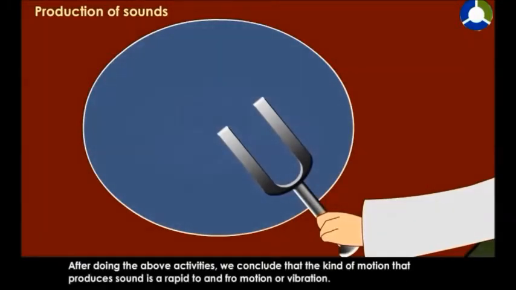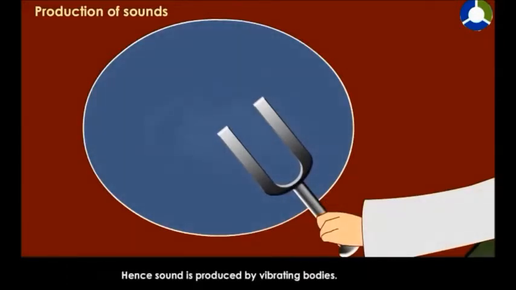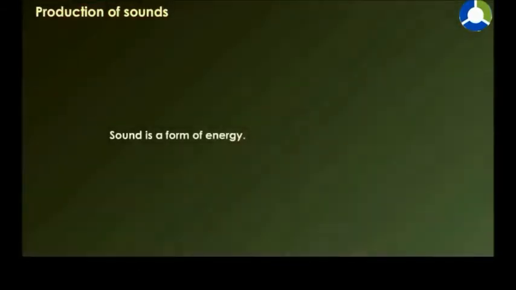After doing the above activities, we conclude that the kind of motion that produces sound is a rapid to and fro motion or vibration. Hence, sound is produced by vibrating bodies. Sound is a form of energy. It travels in the form of waves.